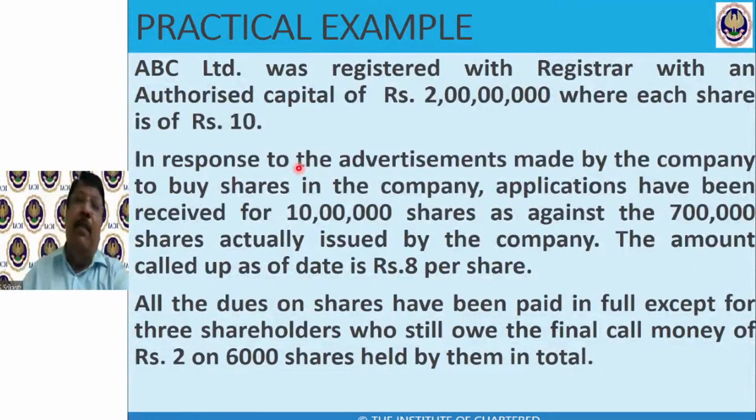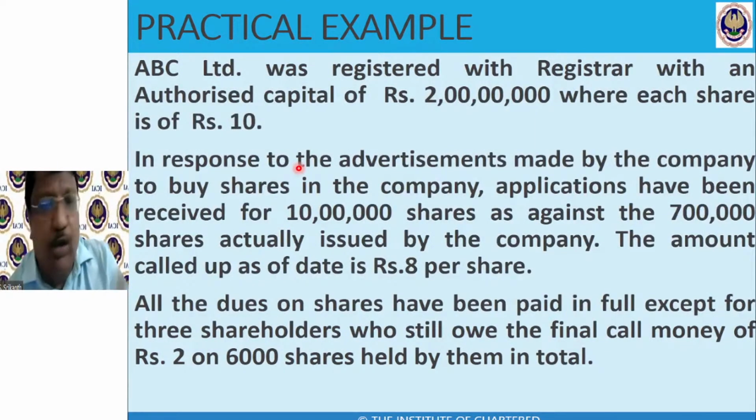So, ABC Limited was registered with the registrar with an authorized capital of 2 crore, where each share is of rupees 10. So, 20 lakh shares of rupees 10 each. Then the company issued advertisements to the public. They received applications for 10 lakh shares as against 7 lakh actually issued. So total authorized capital is 20 lakh shares. Out of that, they issued only 7 lakh, but they got applications for 10 lakh. This is called oversubscription. You already know this. And so the money for the balance 3 lakh shares should be returned back. Only 7 lakh you can retain.